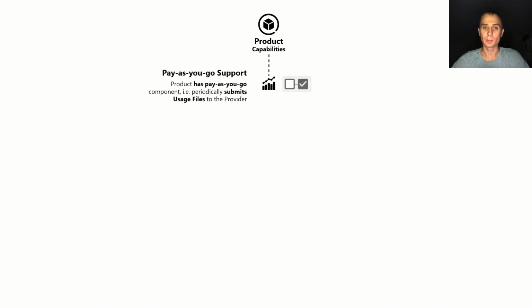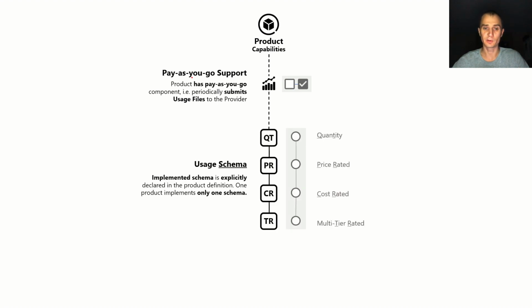You need to understand a few important concepts when it comes to usage management. Well, it all starts with the product definition, and specifically with product capabilities. In Connect, we have three very important capabilities related to usage management. First of all, the actual support for pay-as-you-go that needs to be activated on the product. Not every product requires support for pay-as-you-go. It needs to be explicitly activated.